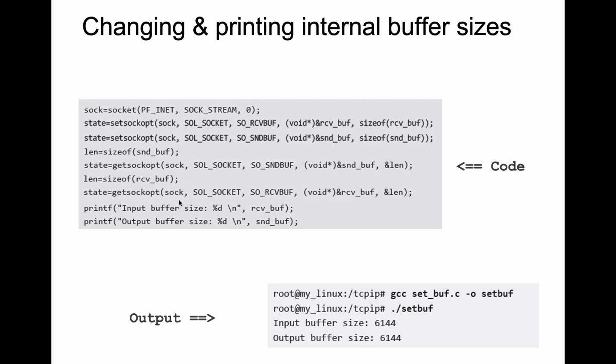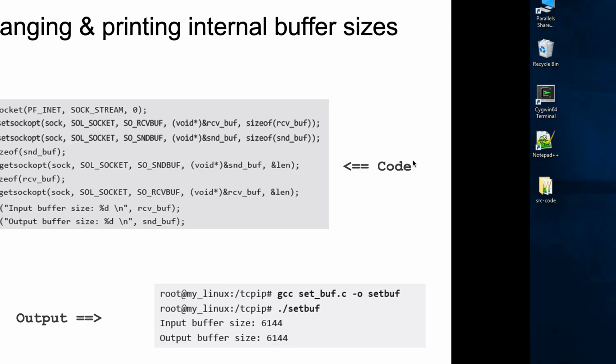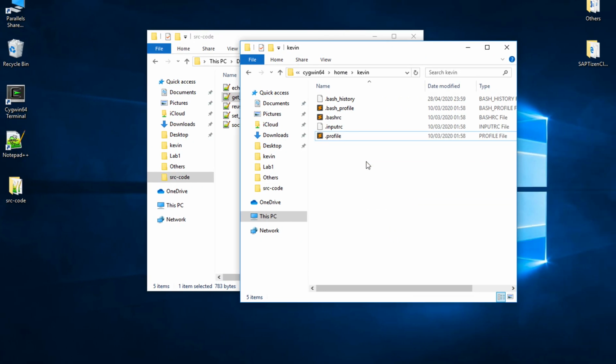We're using only one socket here, and getting the values and printing them out as in the following lines of code. Input buffer size is RCV buffer, which was filled after this line, and then we print out the output buffer size from the SND buffer variable, which was filled after this getsockopt function call. And the output is right here. In order to understand what the values are, we have to take a look at the source code so that we can confirm that this value was passed earlier, because we don't see it here, right? So let's go ahead and see the source file for ourselves and confirm.